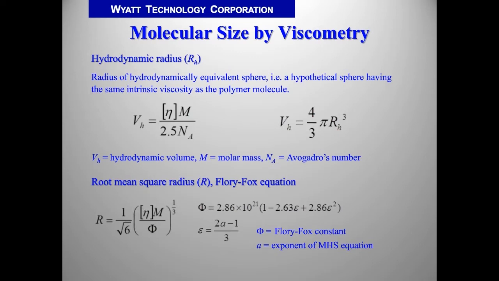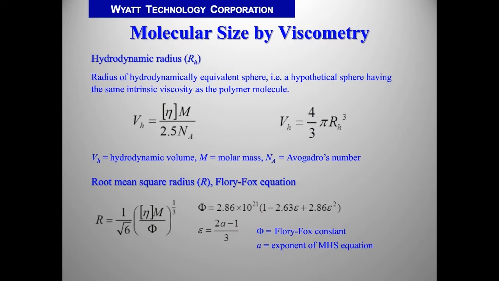Hydrodynamic radius is the radius of a sphere that would have the same intrinsic viscosity as our polymer molecules. The volume occupied by a polymer molecule in solution is called hydrodynamic volume, and it is directly proportional to the product of intrinsic viscosity times molar mass. Then, using the well-known equation for the volume of a sphere, we can calculate the hydrodynamic radius.